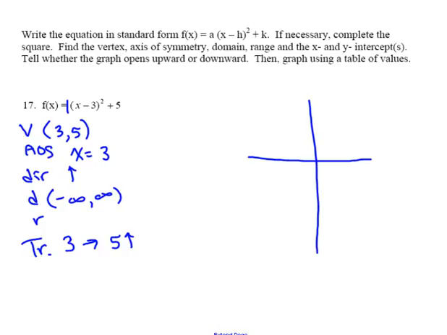Okay, so now let's graph. 3 to the right and 5 up is this point here. And now since it's a parabola facing upward, just draw your curve. And now we can find the range. The smallest y can be is 5. The largest y can be is infinity.